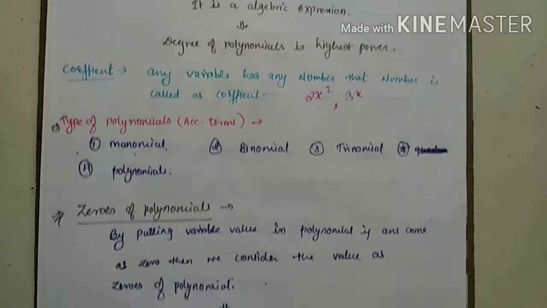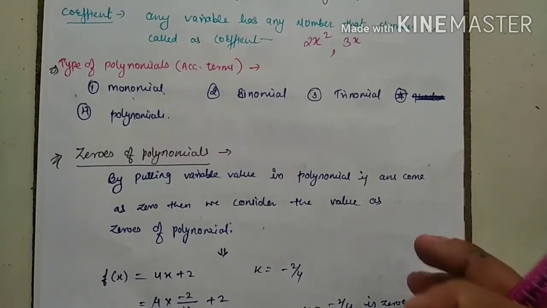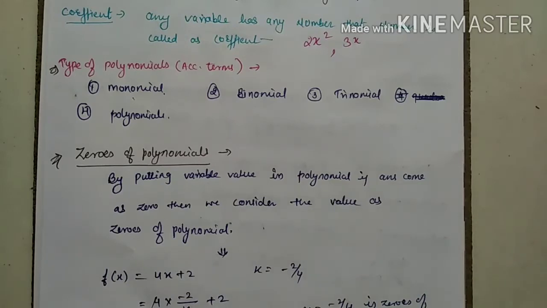Now come to the zeros of a polynomial. This topic also we did in the 9th class. Zero of a polynomial means, by putting the variable's value in the polynomial, if the answer comes as 0, then we can consider this value as a zero of the polynomial. Correct? We have done it.